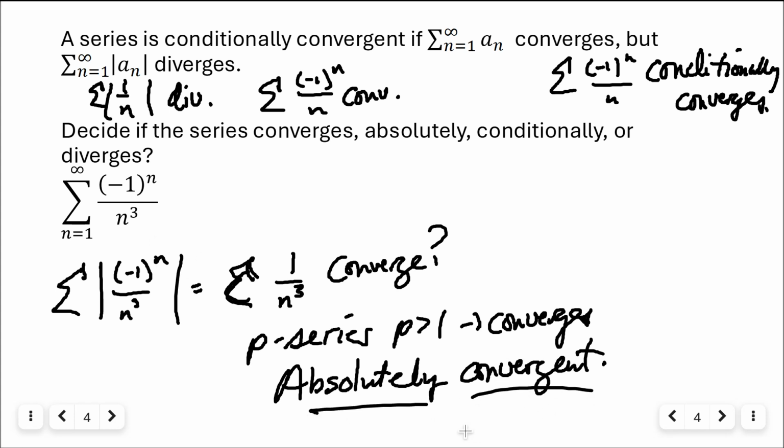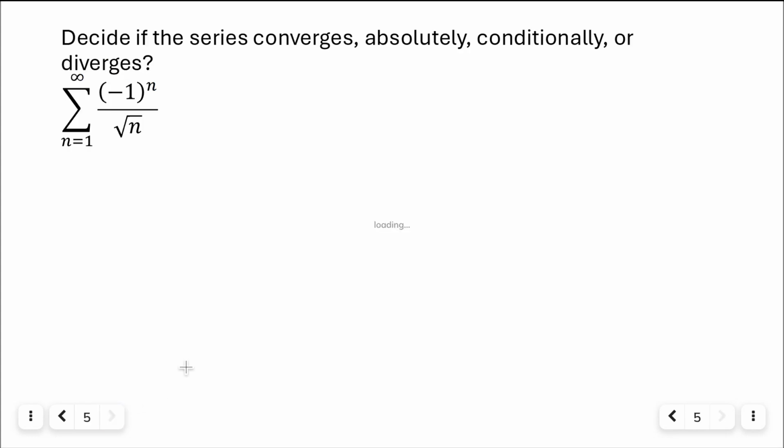So I'm done. Once you show that something's absolutely convergent, then it's convergent. Okay? And then we don't have to say any more. All right? Okay, let's try this one.